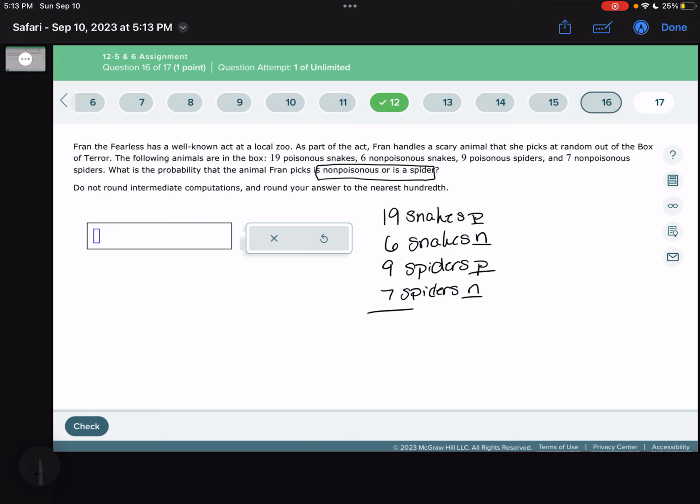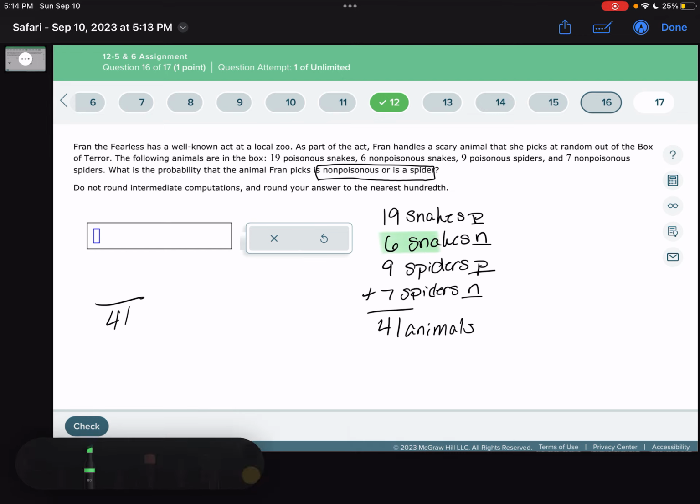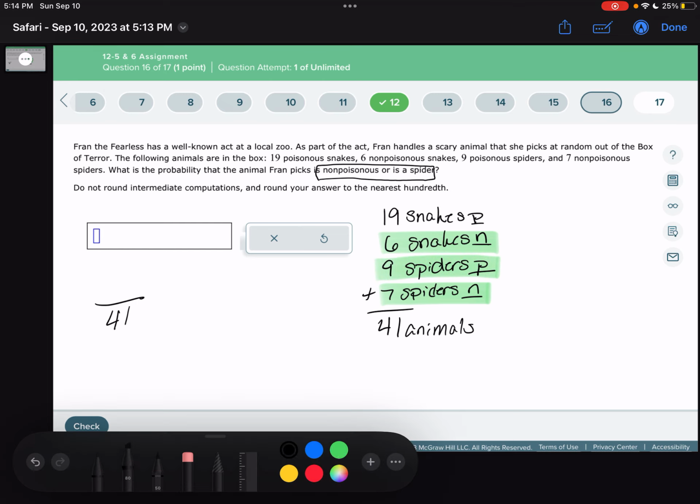So I have how many total animals? I'm going to add those together to find that. So I have 19, 6, 9, and 7. So I have 41 animals. Add those together. So my denominator will be 41, and I want a non-poisonous or a spider. So my non-poisonous options are these ones, or a spider. So my other spiders option is that there. So I'm going to add those together.